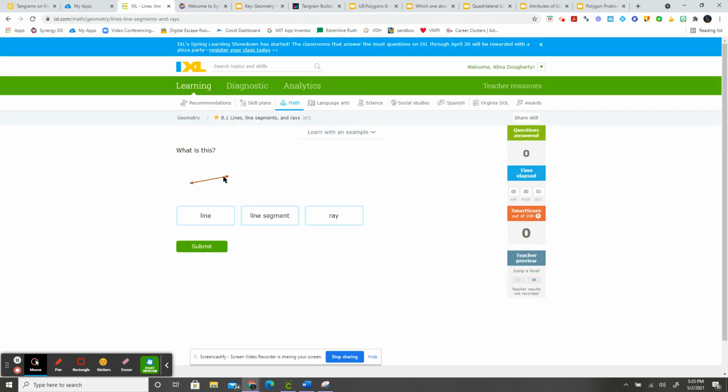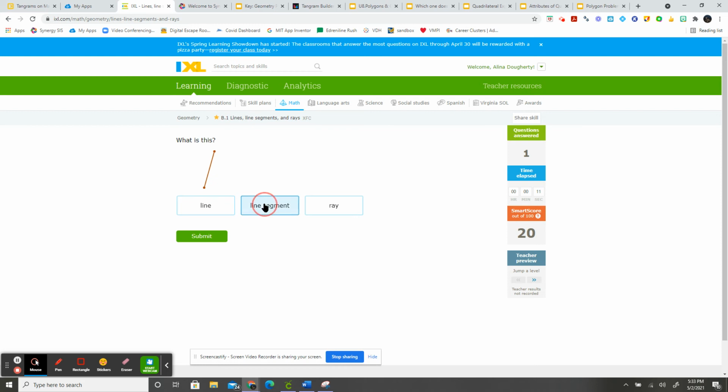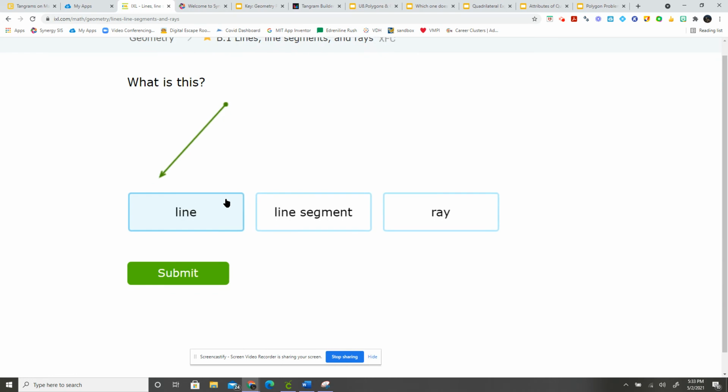Remember, a line has two arrows. It goes on forever in two directions. A line segment has two endpoints. So it has been cut at both ends. It ends. And then this is a ray because it has one endpoint and one arrow. If it's hard to see, you can always zoom in so it's a little easier. And you can go to slide 5 in your notebook to practice these or to remind yourself of the definitions.